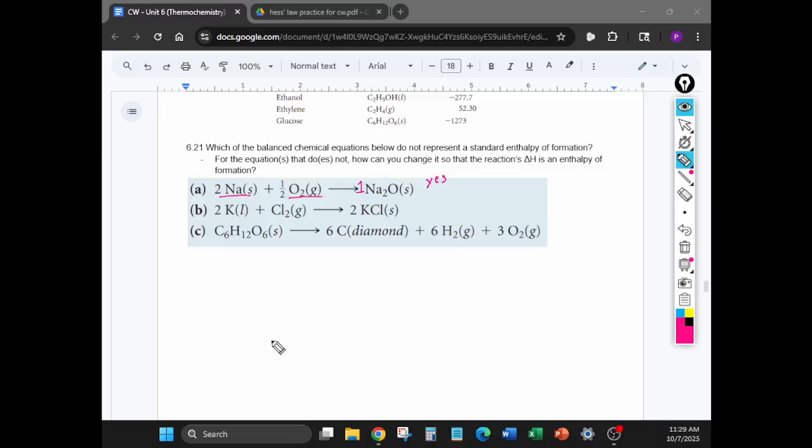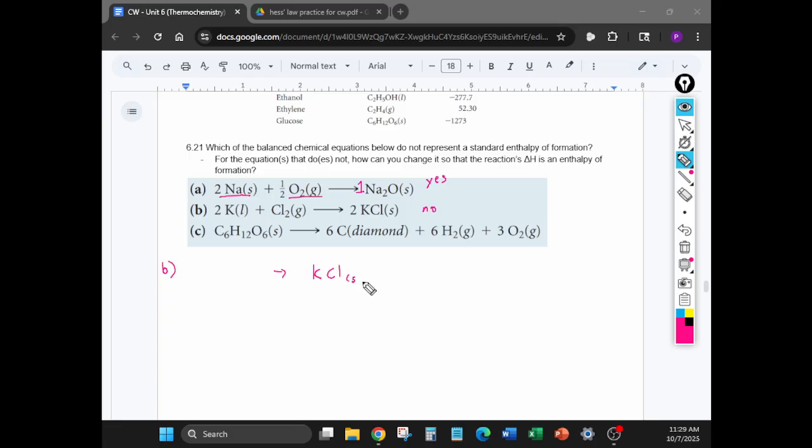All right, if we look at B, what about this one? Is this enthalpy of formation? No, it is not. Why not? It's 2 moles, so this is no. So if we're going to fix it, the first thing we want to do is the product side. We need to make this into 1 mole. So we're going to have to divide this equation by 2, so we get this to 1 mole.